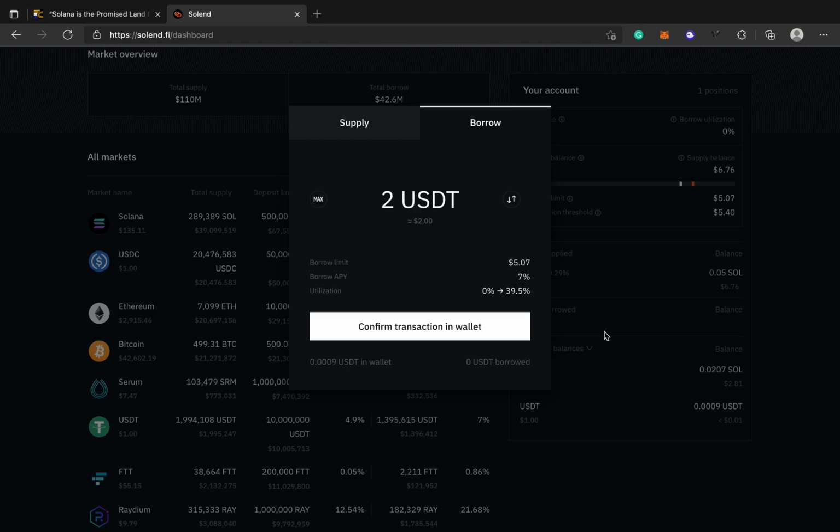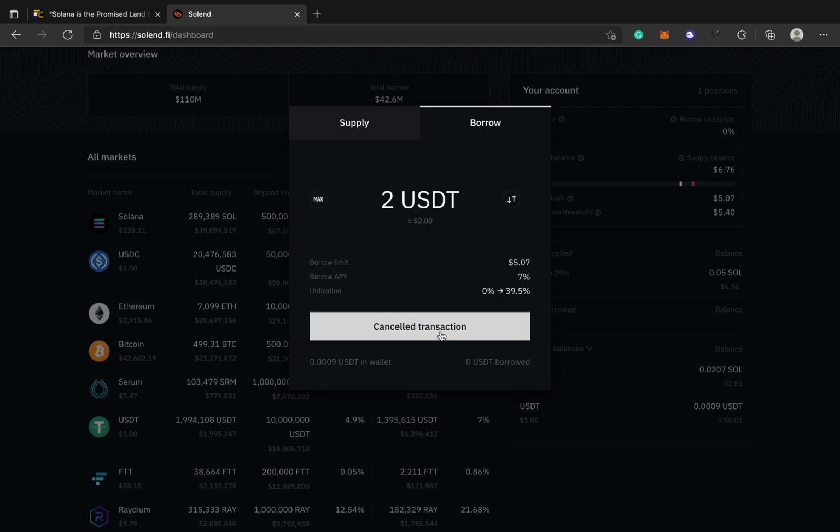Okay, we're still loading. All right, so I believe I'm good with that, and that's all we need to do. Even if you want to deposit 0.5 Solana or something, and then borrow something, let's just supply and borrow against whatever you supplied. Maybe keep it around that 40% ratio.